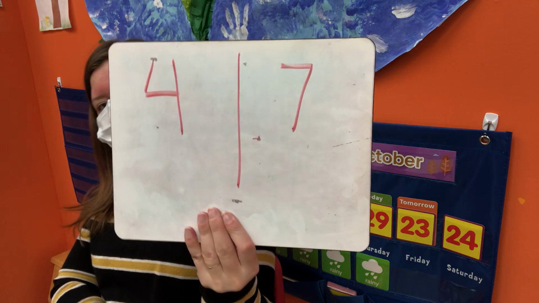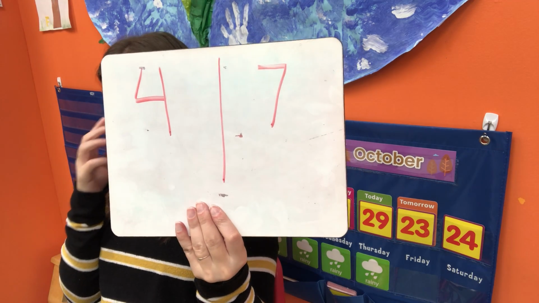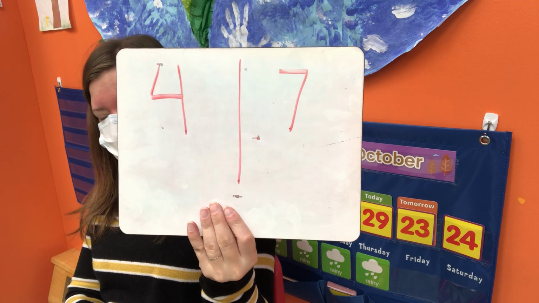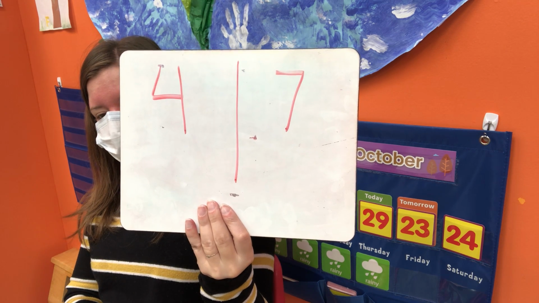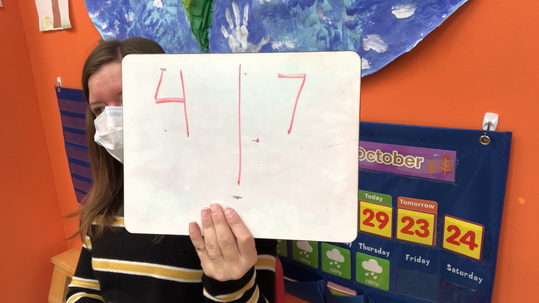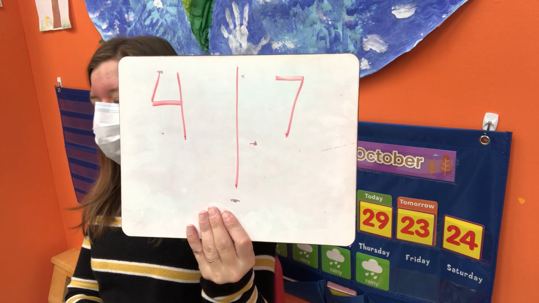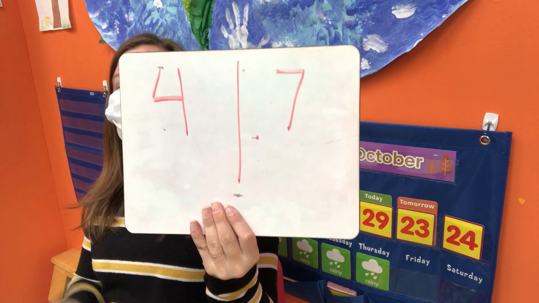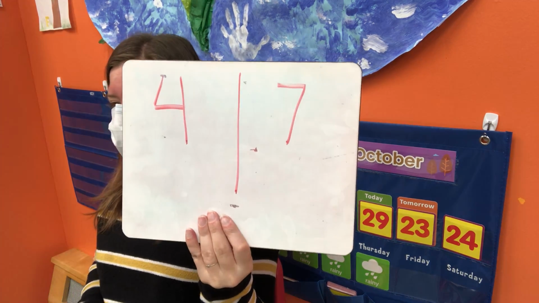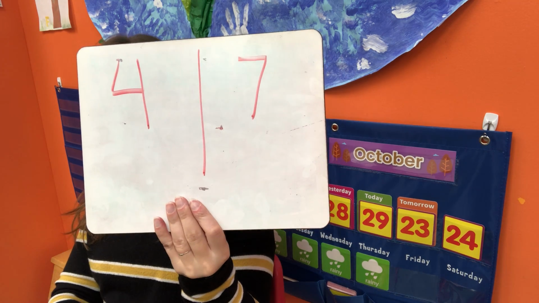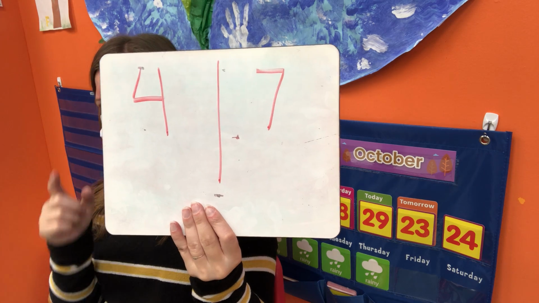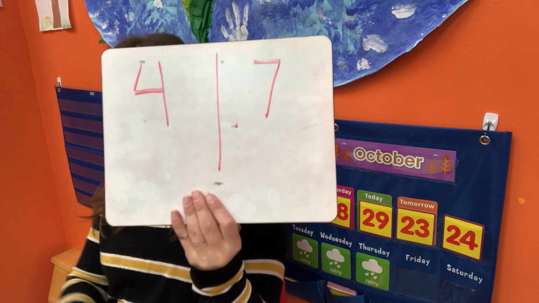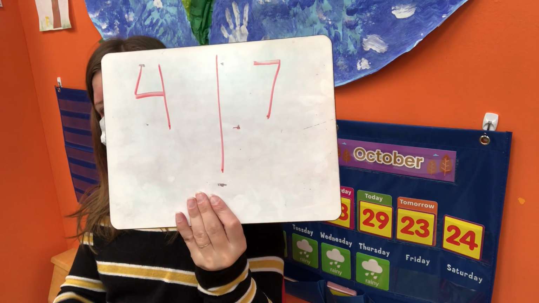So what number do you see? What numbers do you see? 4 and 7, yes, that's right. So, let's listen to my question. Which number is bigger? 7. Which number is smaller? 4, like me.